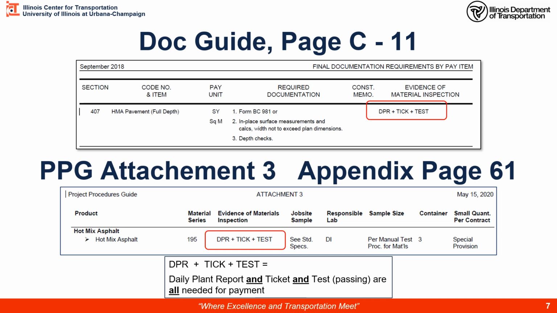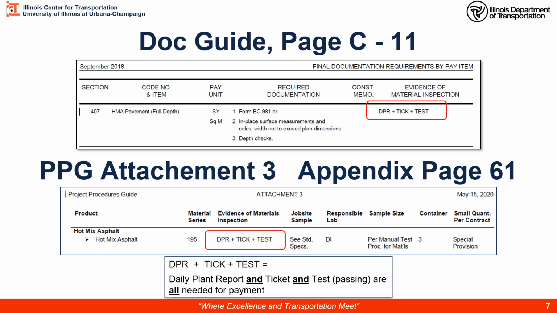So this can be a really quick way to look up the evidence of material inspection that's required by knowing our pay item numbers' first 3 digits, and I can check them right here in section C. If I go to the last column, it says evidence of material inspection. These are the items that are required if you have HMA pavement full depth.